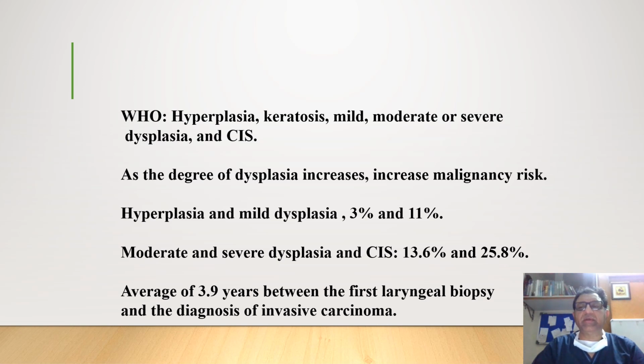WHO has classified early glottic cancers on the basis of histopathology into various categories like hyperplasia, keratosis, mild, moderate, severe dysplasia, and carcinoma in situ. As the degree of dysplasia increases, the chances of malignancy are higher.